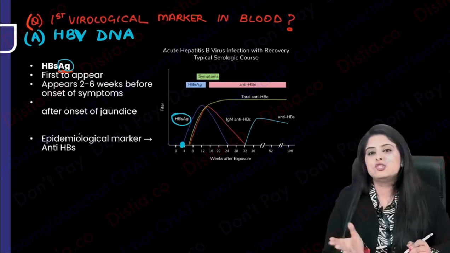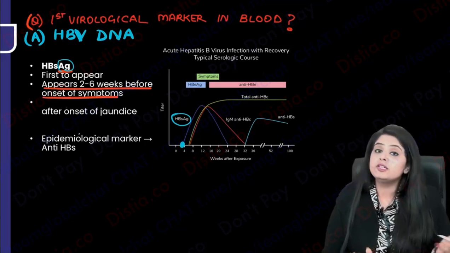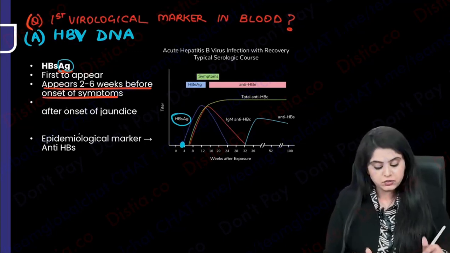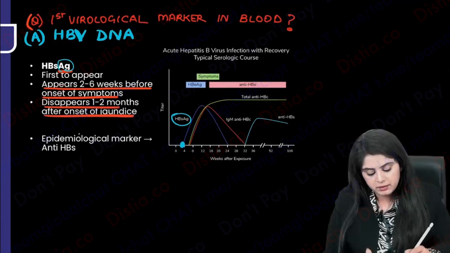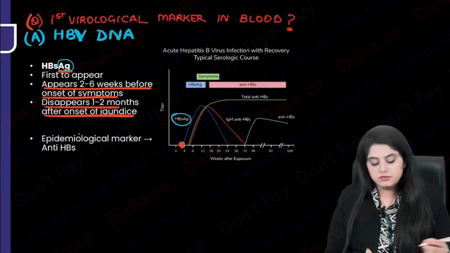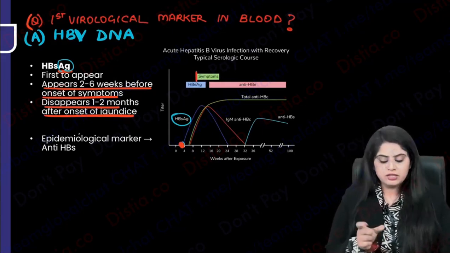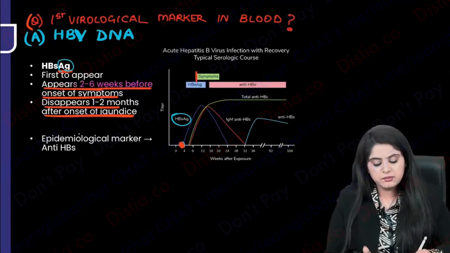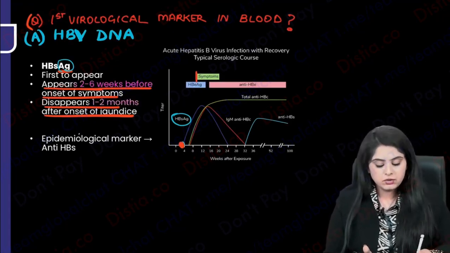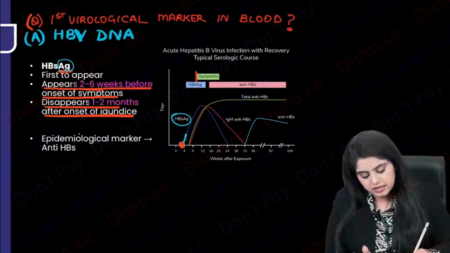I can see symptoms, matlab jaundice, na, yellowish jaundice. So remember, it appears 2 to 6 weeks before the onset of symptoms. That is why it's the first antigen to be there, and you can very well see it 1 to 2 months after the onset of jaundice. So agar yahan pe dekhen, this is somewhere coming around the 4th week, and symptoms are somewhere coming around the 10th week, if I can say so. So, is wale case mein, somewhere between 2 to 6 weeks before the onset of the symptoms, it's gonna come up, and 1 to 2 months after the symptoms, it's gonna stay. So, I realize if I start tracing hepatitis B surface antigen and the symptoms are over, it is still there.